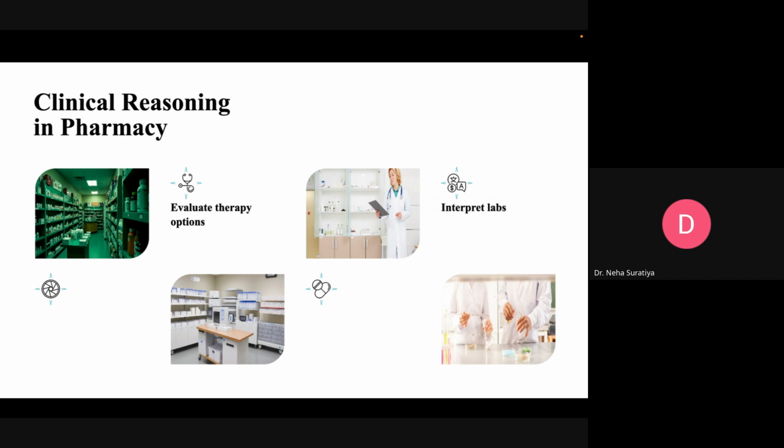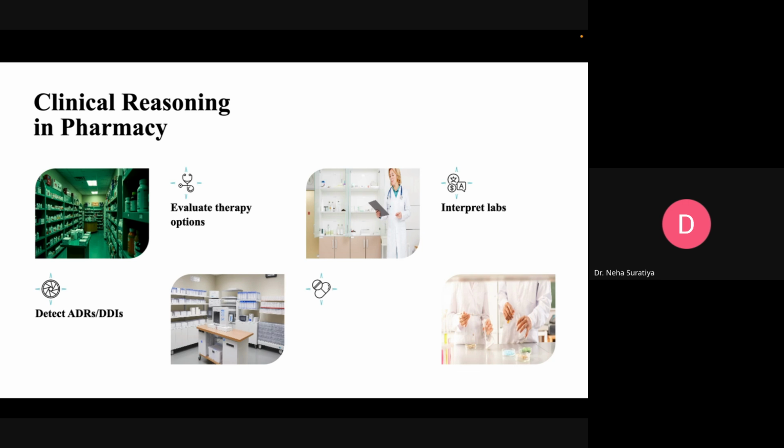Second, interpret labs. So interpreting your lab results means understanding what is abnormal in the lab tests and how it affects therapy. You need to identify the abnormal things in laboratory parameters and how they are affecting the therapy. Third, detect adverse drug reactions and drug-drug interactions if there are any.